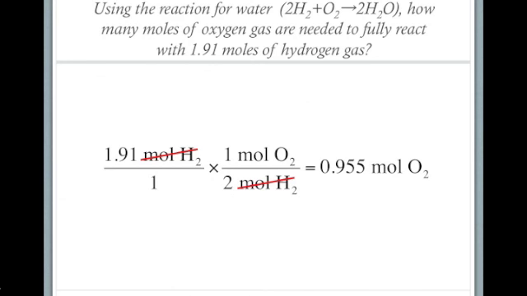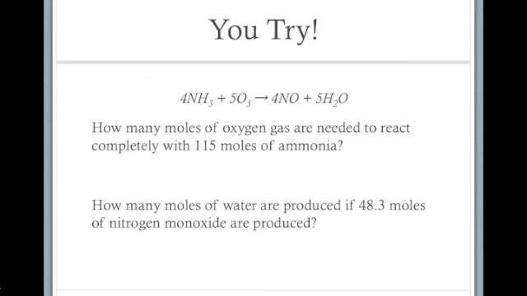Straightforward, simple. So why don't you try with a couple of the problems? Remember, pause the video here if you want to actually try these. Question, how many moles of oxygen gas are needed to fully react with 115 moles of ammonia. Okay, so here's your ammonia, NH3.